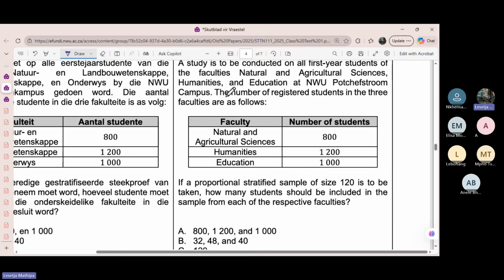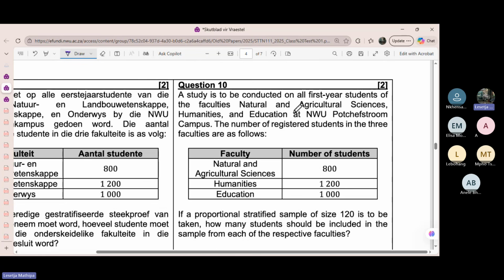Question 10 says a study is to be conducted on all first year students of the faculties of natural and agricultural sciences, humanities, and education at the NWU Potchefstroom campus. The number of registered students in the three faculties is as follows: FNAS, humanities, education. So who can tell me, what is this 800? Is it capital N, capital N_i, small n, or small n_i?